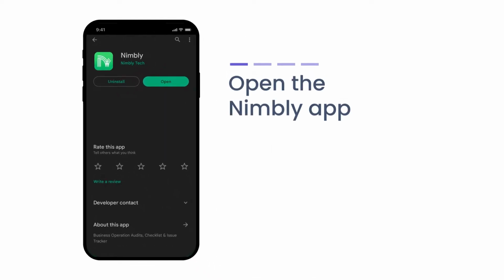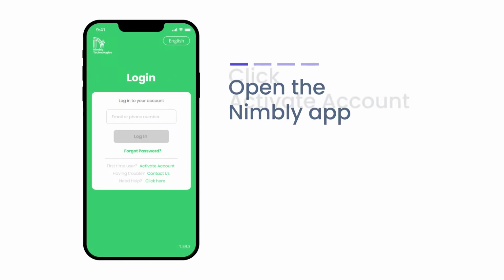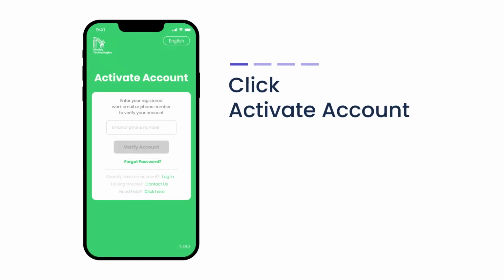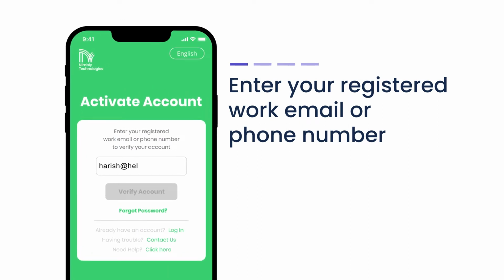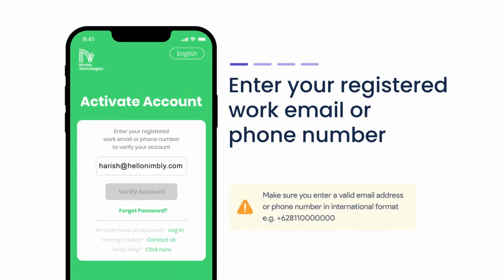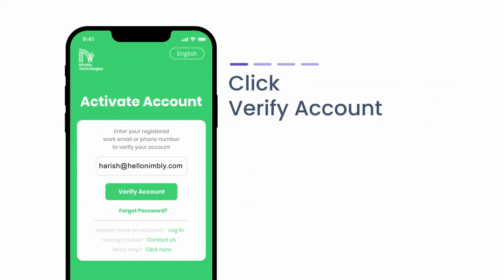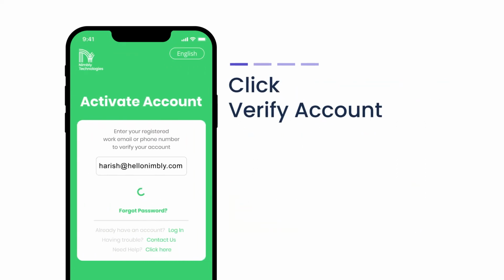First, open your Nimbly app and click Active Accounts. Then, enter your registered work email or phone number. Make sure you enter a valid email address or phone number in an international format. Click Verify Account.